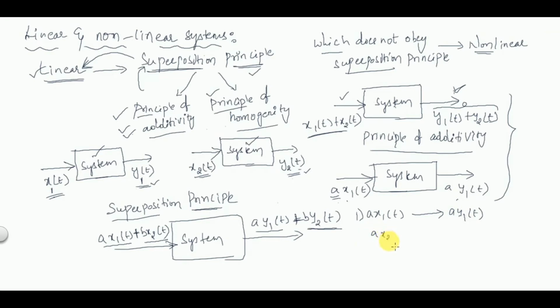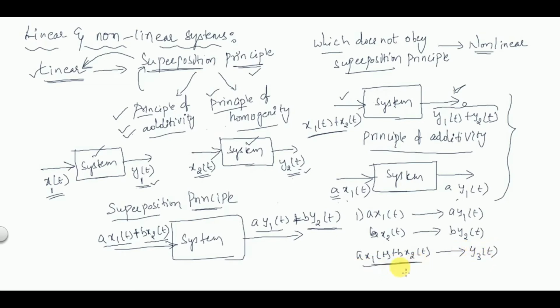b into x2 of t is the input we'll take, and we'll write the corresponding output b into y2 of t. Now in the third step, we'll give a into x1 of t plus b into x2 of t as the input, and we will check the output y3 of t.